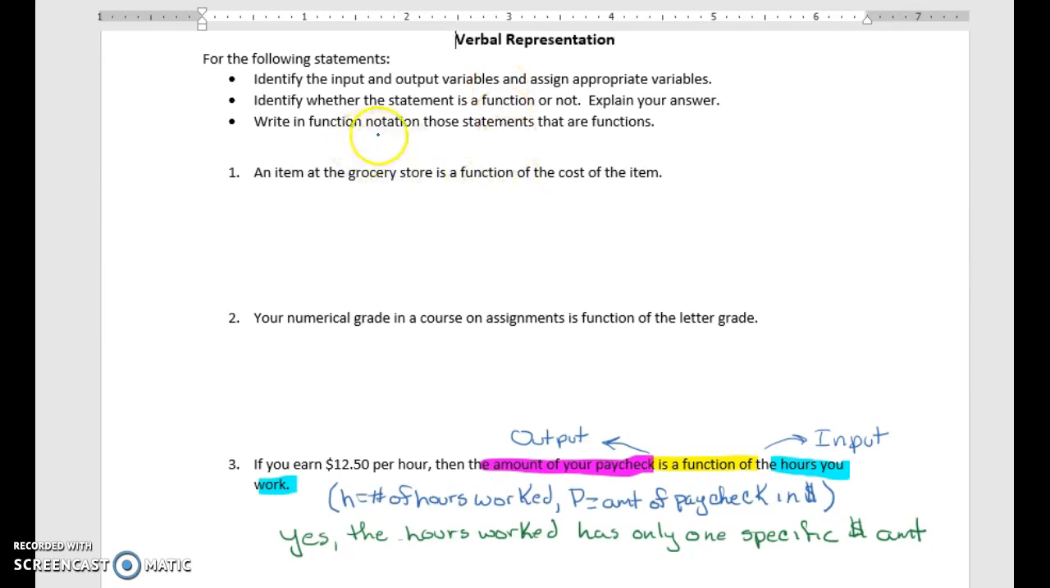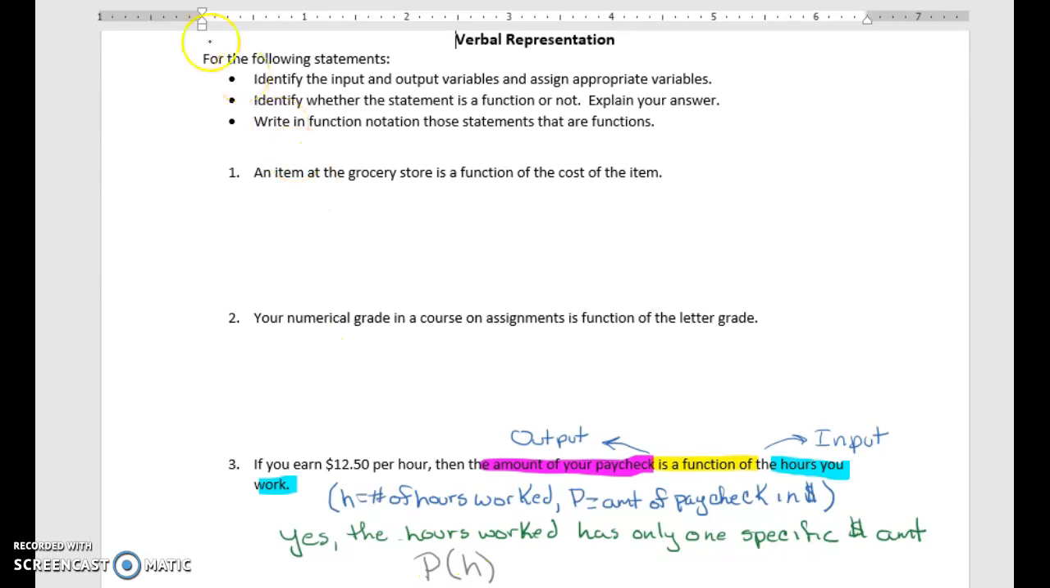And then the last part is, since it says write in function notation if it's a function, and we said yes, it's a function, so now we want to write this in function notation. So we have H and P, and the output variable is always a function of the input variable. So H is inside the parentheses because it's our input, and P is going to be outside the parentheses because it's the output variable.